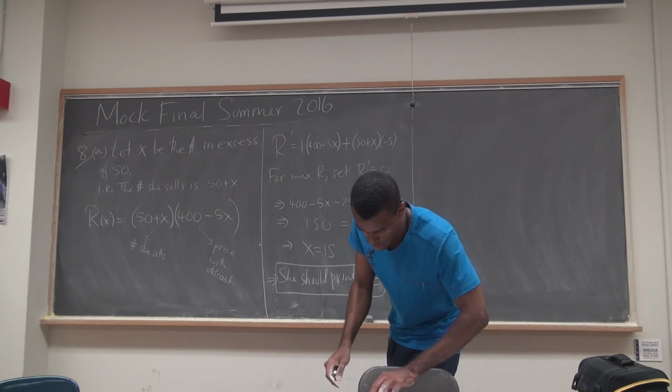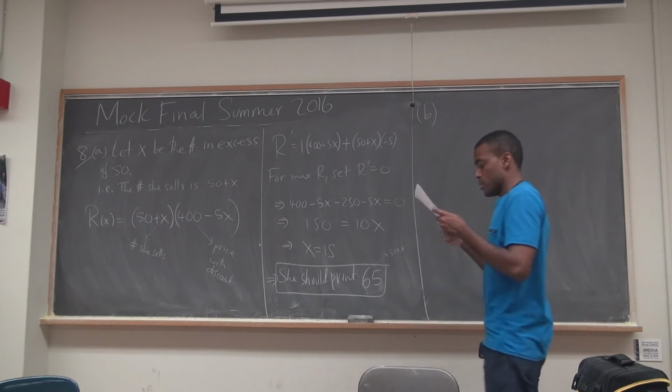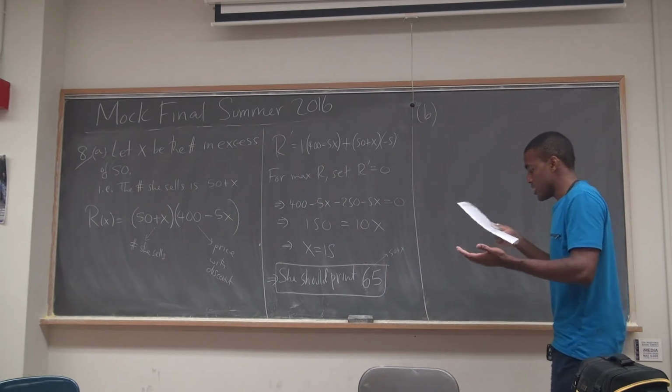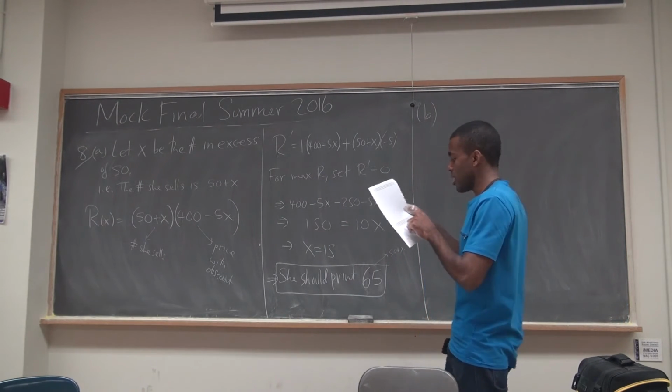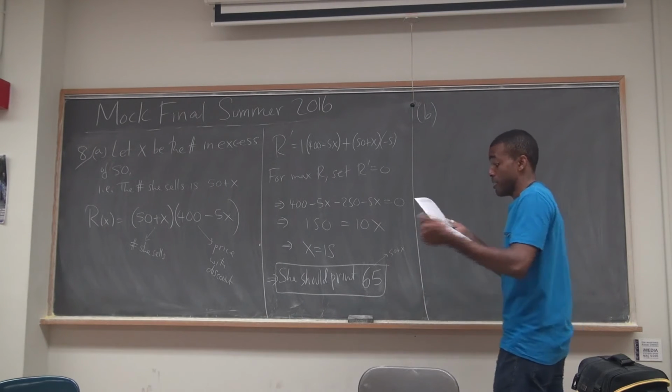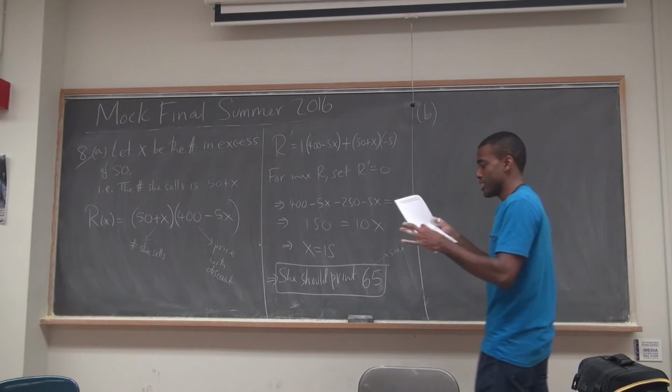So with 65 prints, she'll make the most money. E, inventory cost. And here it just asks you to set it up. You don't have to actually be minimizing it, right? So here it says find the cost function. It never said find how many x's you need to minimize, right? So read the problem carefully. So this is just a setup.